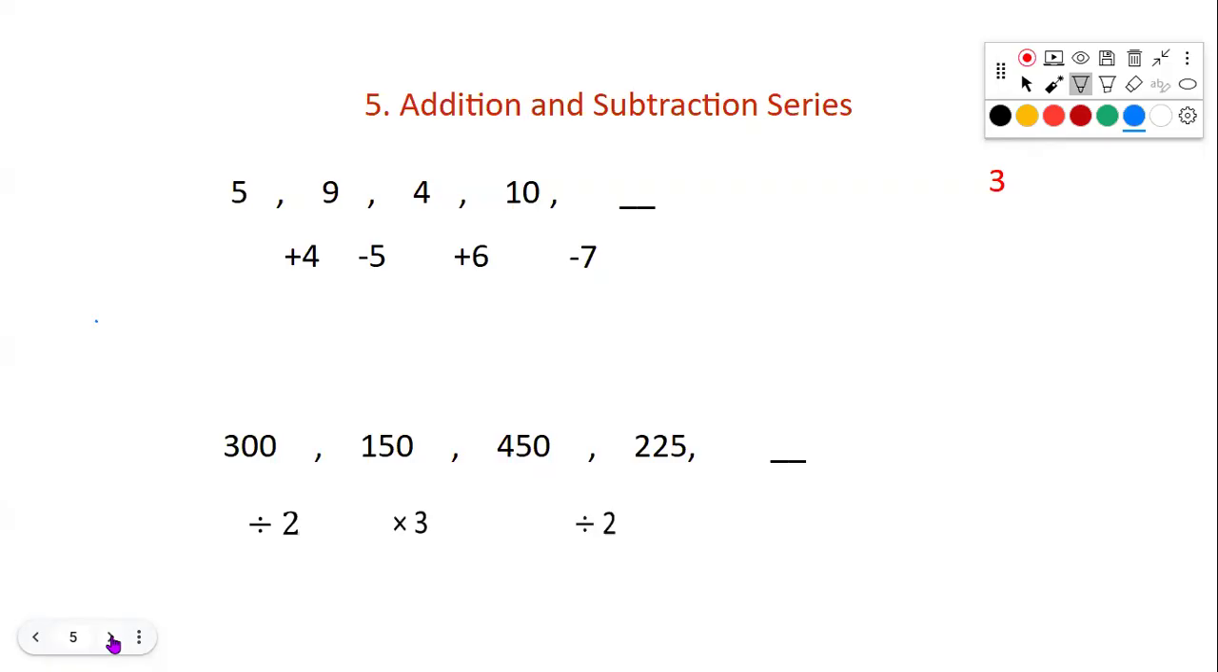So this is division by 2, multiplied by 3, division by 2, multiplied by 3. That is how you will get it. Alternately division, multiplication, 2, 3. That way you will get the answer as 675. Others also can look at this. It is 300 divided by 2, 150. Again multiplied by 3, 450. Again divided by 2, 225. Multiplied by 3, 675. So this is a combination of multiplication and division series.